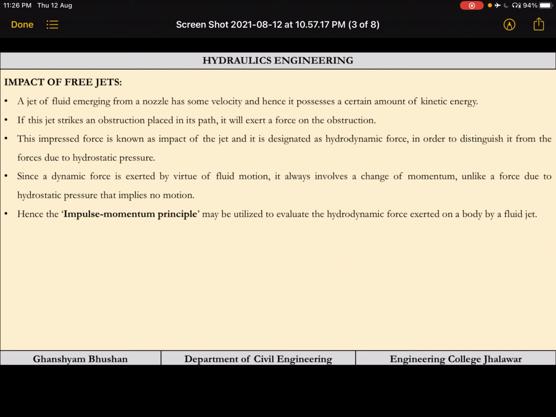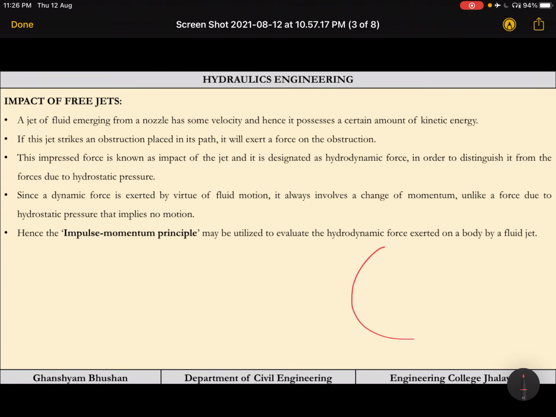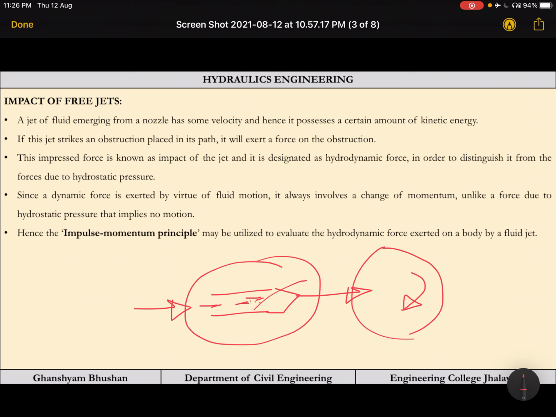A jet of fluid emerging from a nozzle has some velocity, and hence it possesses a certain amount of kinetic energy. If this is the turbine, the nozzle will be there. In this nozzle, water is coming at a very high speed, and it will strike the blades of the turbine, and this turbine will be moving. So we are going to discuss this jet, and when the collision happens, an impact will be generated. This impact of the jet we have to study.